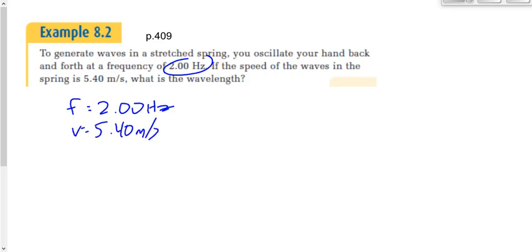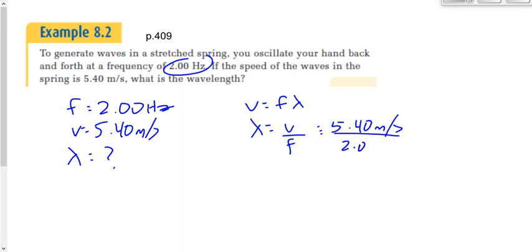What's the wavelength? Well, we're going to say v is equal to f times lambda. We're also allowed to say v equals d over t, but I don't think that's going to be very helpful in this question. To rearrange this to solve for lambda, I get v over f. v is 5.40 meters per second, and f is 2.00 hertz. That gives me 2.70 meters.